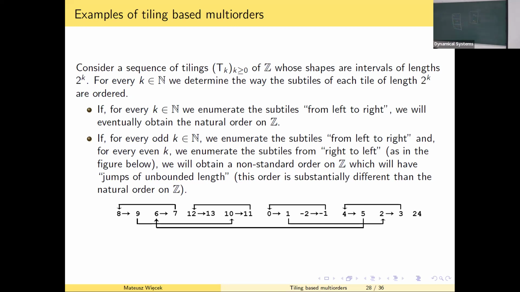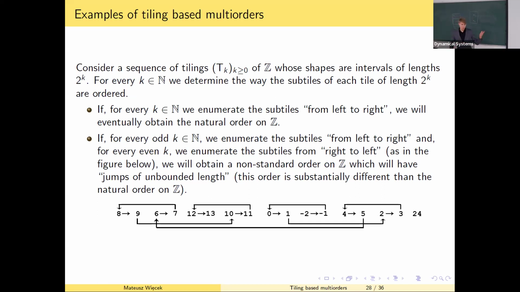So here should be number, actually here is 0, 1, here should be 2, 3, but 2 is actually minus 2 element in our order. So it may be a little confusing, but what it shows is that we eventually obtain such an order with infinite jumps. And it is substantially different than the natural order on Z.